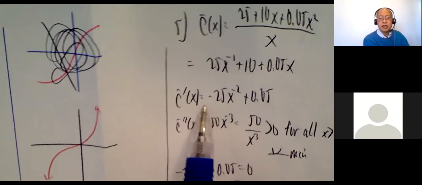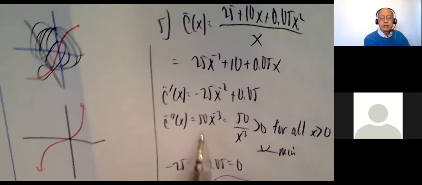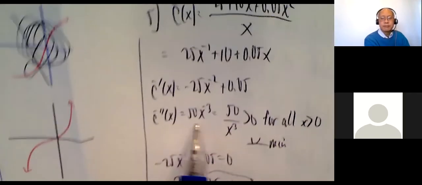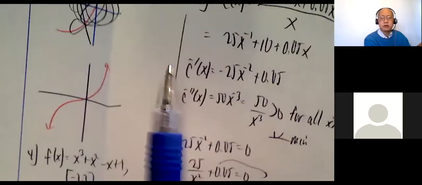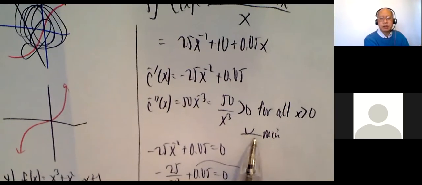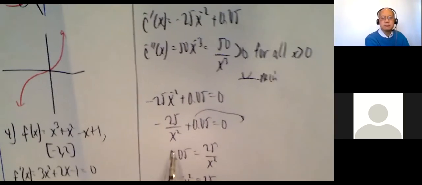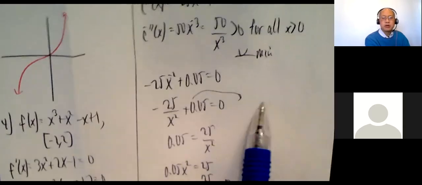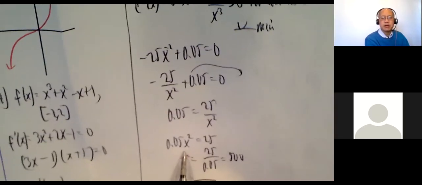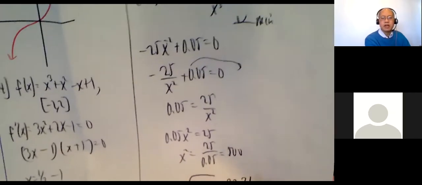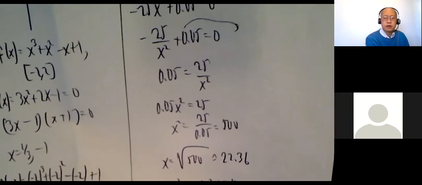Okay, first derivative is -25x to the -2 plus 0.05. Second derivative is 50x to the -3, which is 50 over x cubed. That's greater than 0 for all x greater than 0, which is all we're going to plug in, which means we will have a minimum. So I set this equal to 0. Move this over. 0.05 is 25 over x squared, multiplied by x squared. Divided by 0.05, you get 500. X is the square root of 500, 22.36.